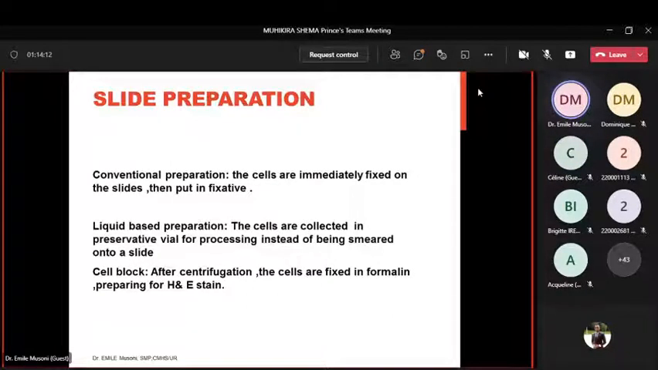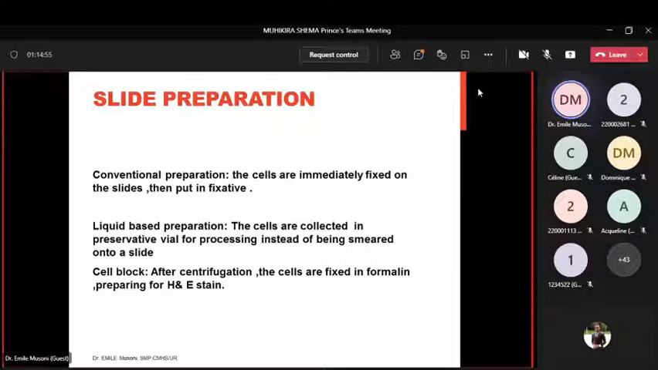So I said liquid-based cytology is better than conventional preparation because with this one you see the cells clearly, whereas in conventional, most of the time the cells are obscured by some fluid. The other one is what we call a cell block. A cell block is used, for example, when you are aspirating a cyst and you don't find the cells in the cyst. In that case, you do a centrifugation, and then you take those samples and you put them in formalin. Then you shift from cytology to histopathology.